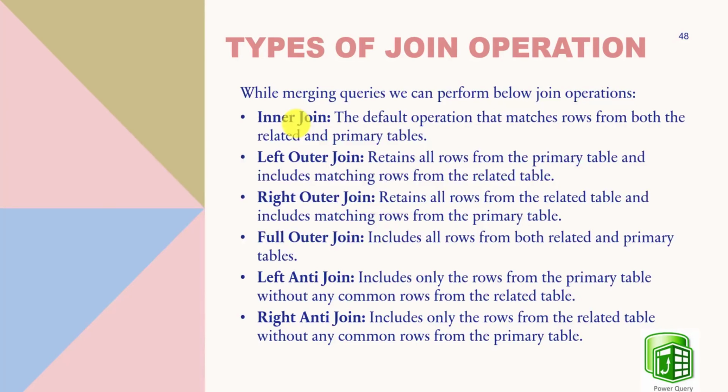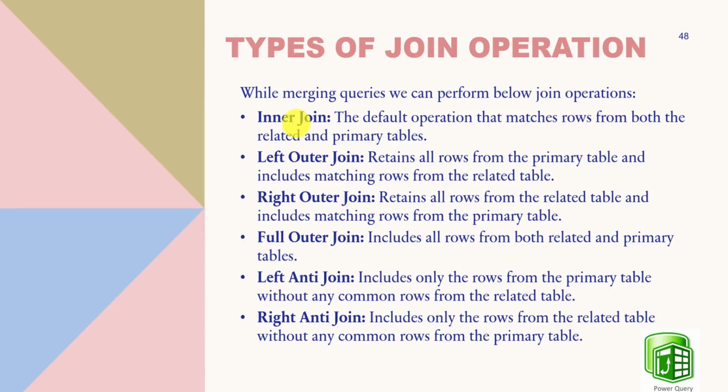The right outer join is the opposite of the left outer join. It will retrieve all the rows from the related table and include the matching rows from the primary table. Full outer join includes all the rows from the related and primary tables. Left anti join includes all the rows from the primary table without any common rows from the related table.